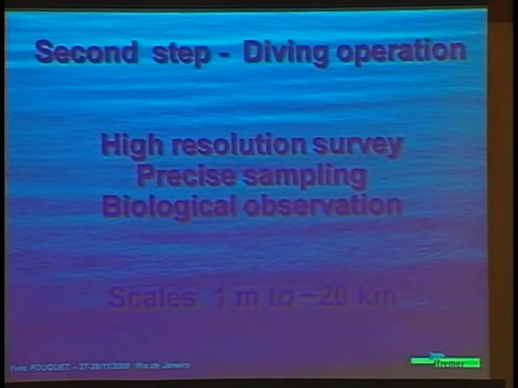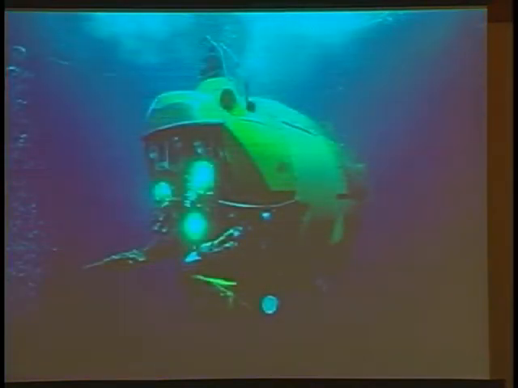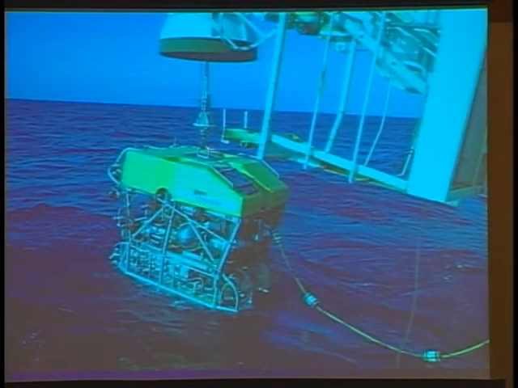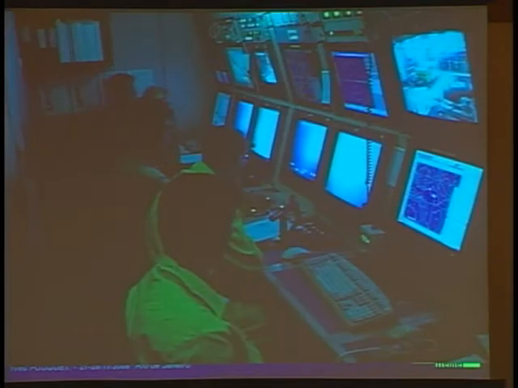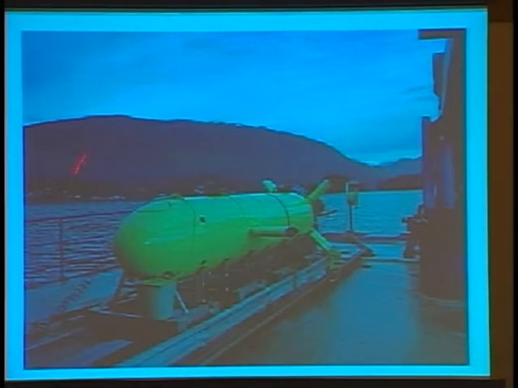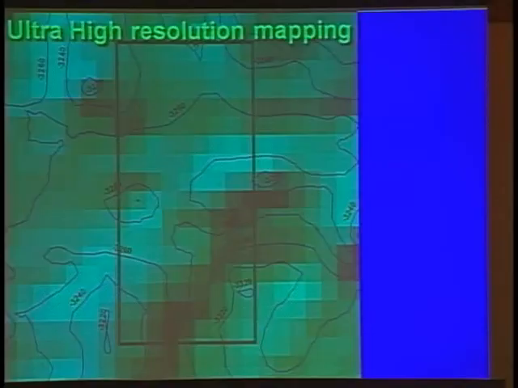And then at this stage, you have not really seen the vents. The second step is diving operation with high resolution survey and precise sampling for biological observation. So we can use a manned submersible. We also use ROVs connected to the ship using a cable. This is operated directly from the ship. We can also use autonomous vehicles for multi-beam mapping, for example.